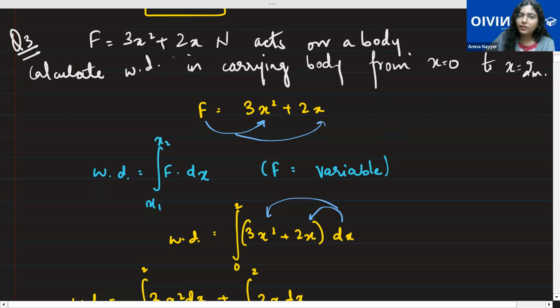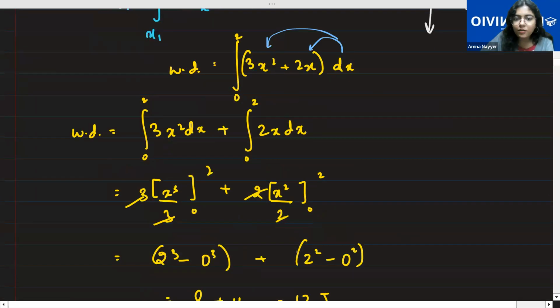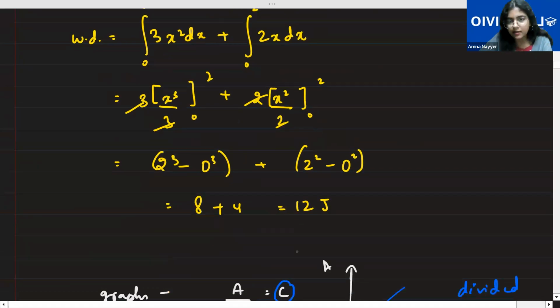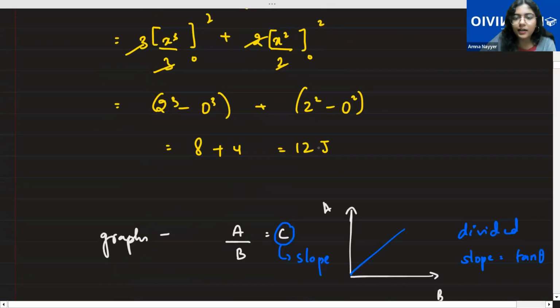Force is given as 3x square plus 2x. This is a variable force because it depends on x. If I put the value of x as 0, I get the force as 0. If I put x as 1, I get the force as 5. It will keep on changing, that's why we say this is a variable force. So you integrate it from 0 to 2, and you get the answer. If there's any difficulty with integration, please let me know, I'll help you with that.